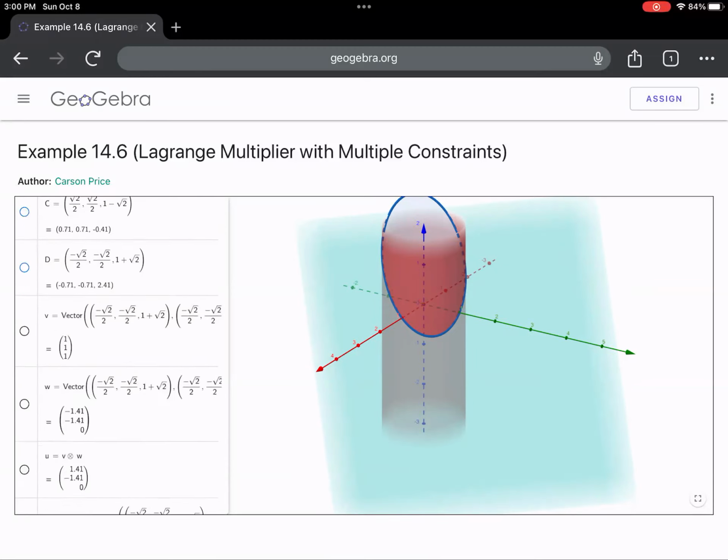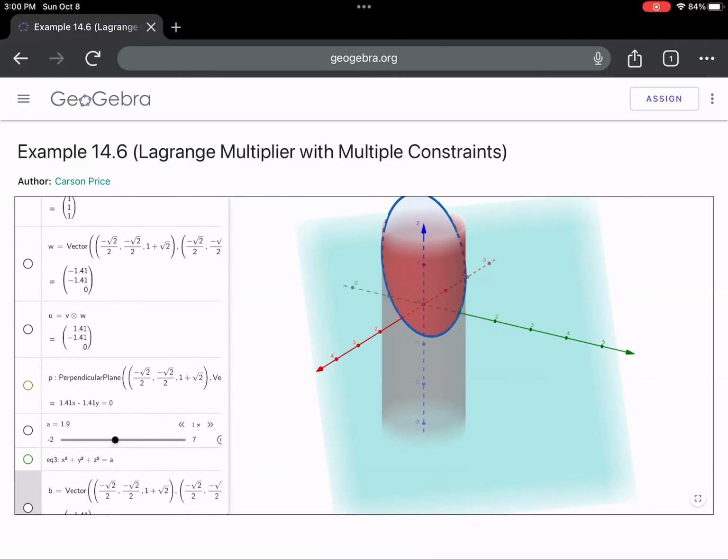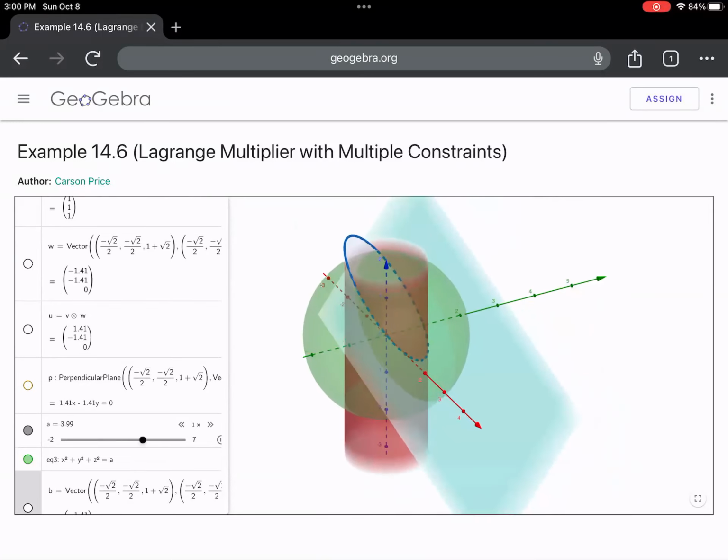So we've got the distance function. In fact, this isn't the distance function because the distance function exists in 4 dimensions, but this green ball represents level curves to the distance function, right? Everything on the surface of this green ball is the same distance away from the origin. And we're looking for the point where the normal vectors on the green ball are in the right direction when we're on this ellipse.